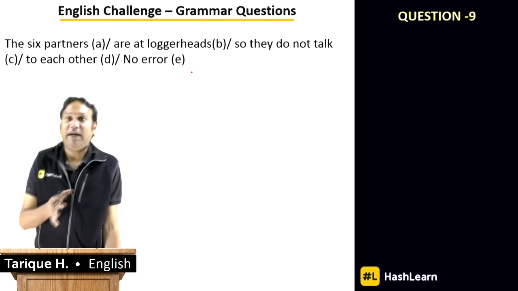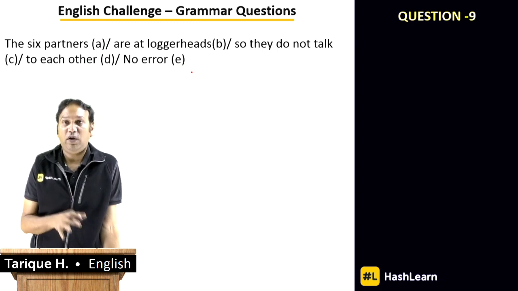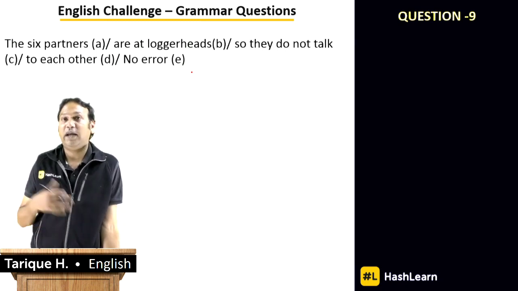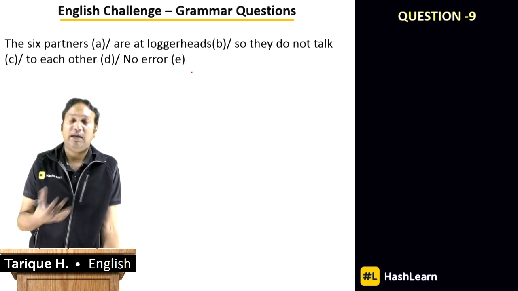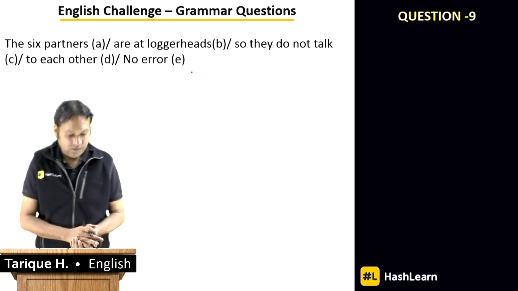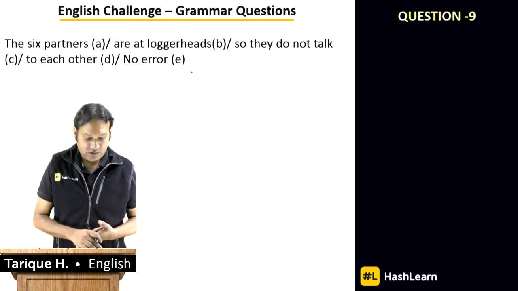At loggerheads means they are fighting with each other. They don't have a very cordial relationship. At loggerheads or at daggers drawn. That's also a phrase. At daggers drawn means, again, that they are enemies. They are not on good terms.